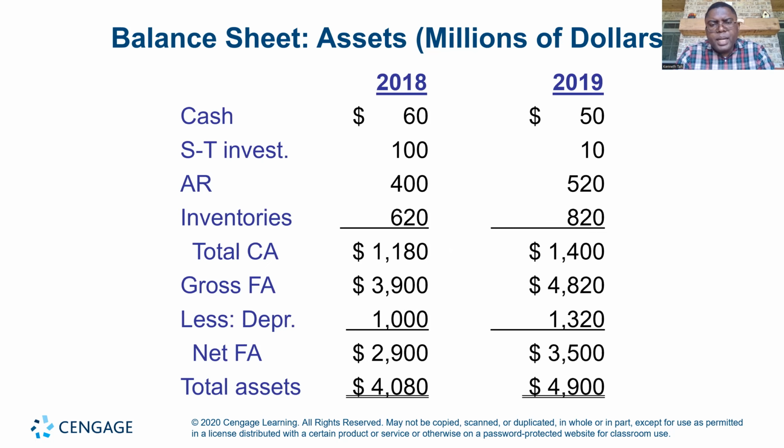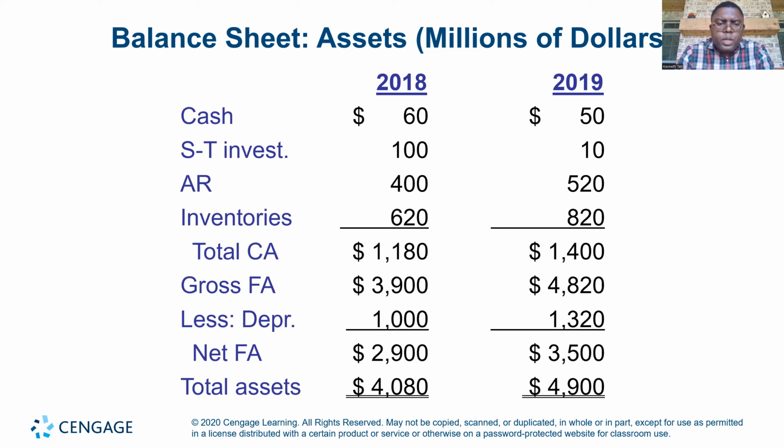So in developing the balance sheet, again, we start with the assets. We start from the most liquid asset, which is cash itself. We have cash, then we have short-term investments, we have accounts receivable, we have inventories. So when we add all of this, this gives us what we call our current asset, the total current asset. So for the year 2019, total current asset is 1,400 million.